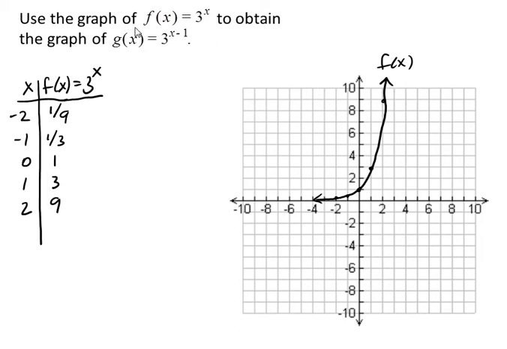So now the question becomes, how is the graph of g of x different from that graph of f of x? And the transformation that's being indicated by that x minus 1 there in the exponent would be a shift to the right 1. So I need to take all the points that I plotted in f of x and just simply move them over to the right 1. One way that we can do that is if we go to our table.